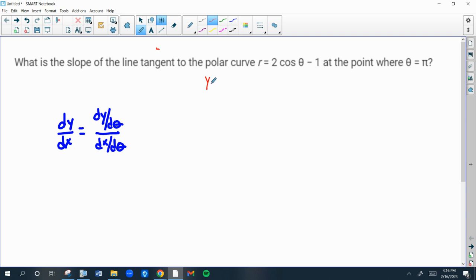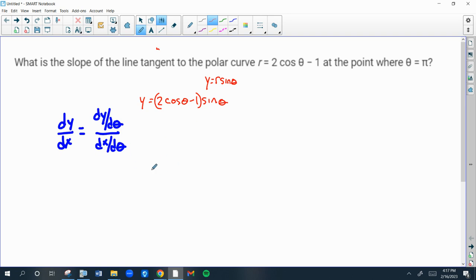Y is always r sine of theta. So y is 2 cosine theta minus 1. That's r times sine theta. So just times sine theta. So we're going to use that for the dy/d theta, and it's perfect because we can easily differentiate y with respect to theta now.